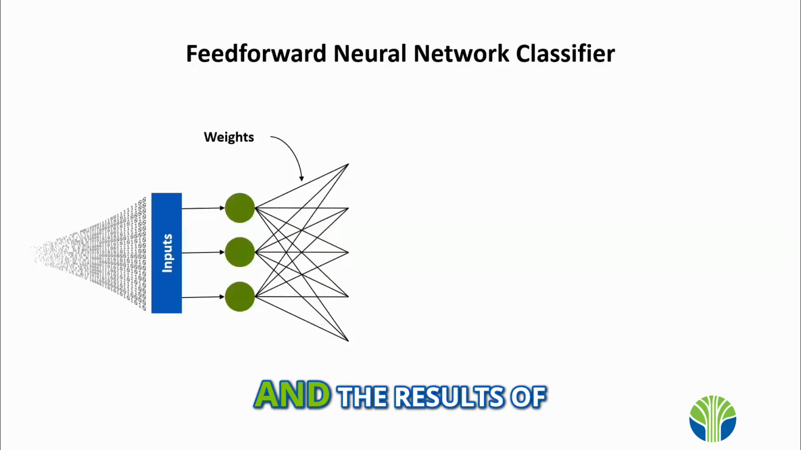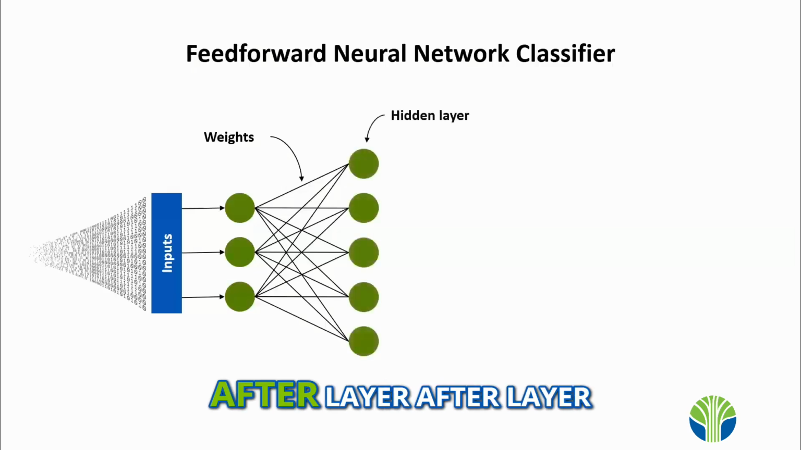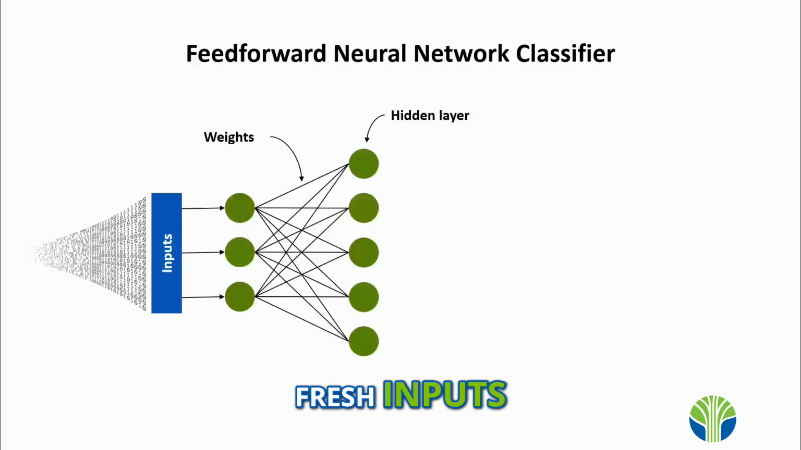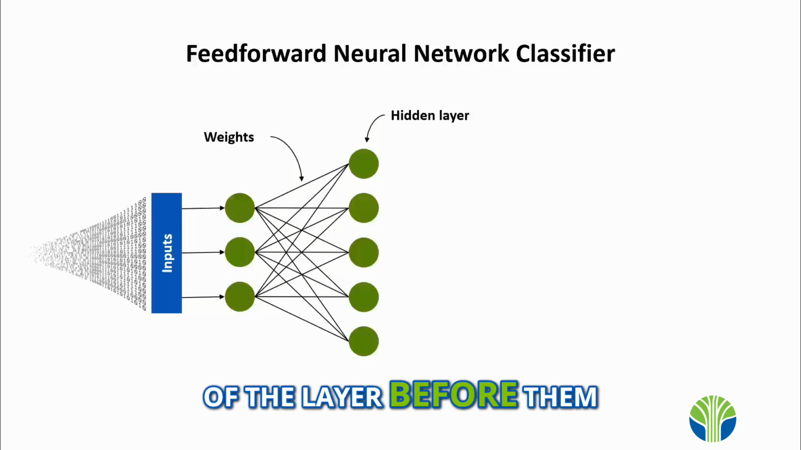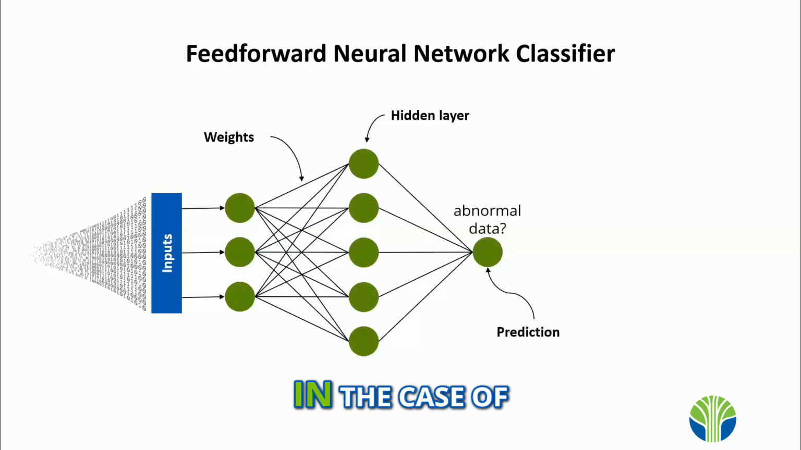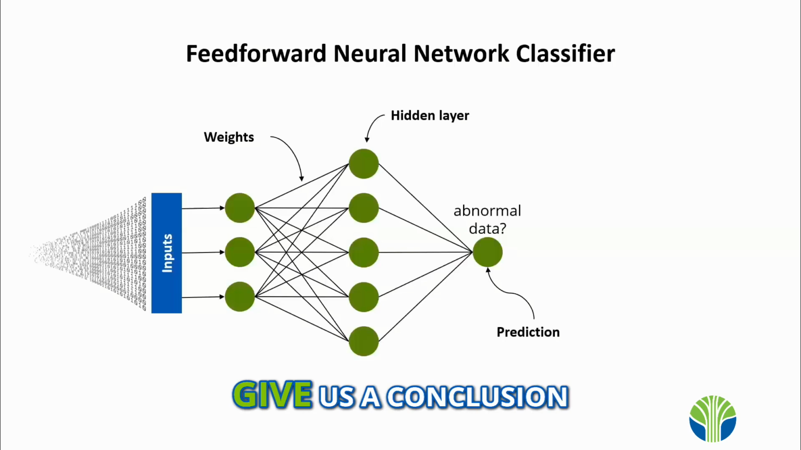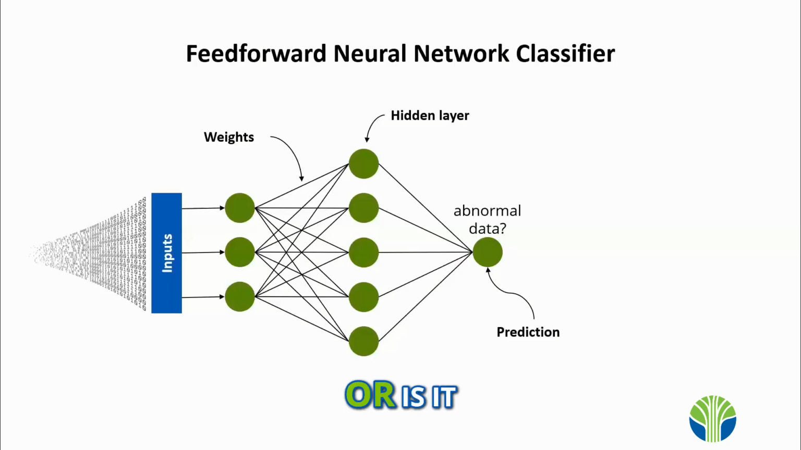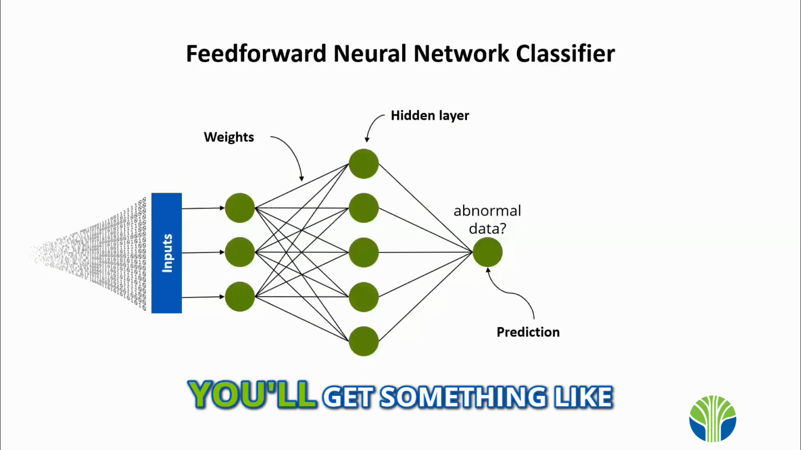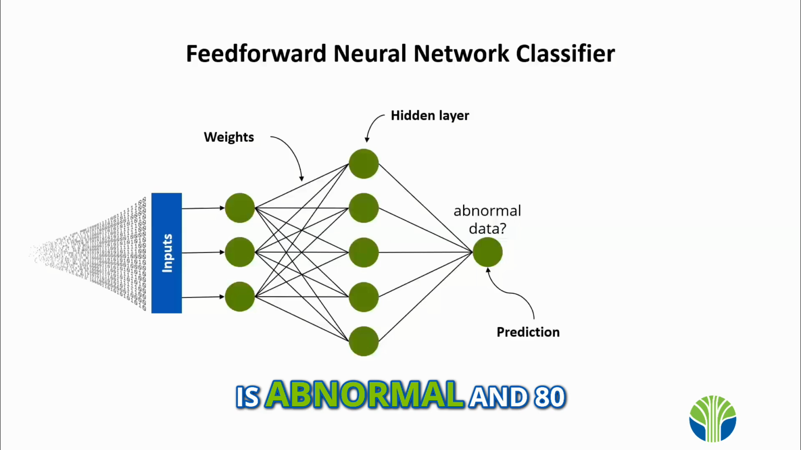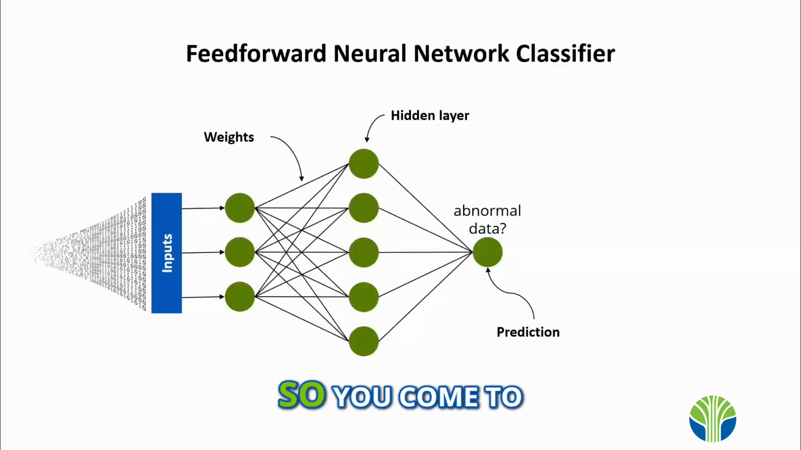Now, that data and the results of those calculations are then passed on to more neurons. So you get layer after layer after layer. Now, the layers that come after the input layer are often referred to as hidden layers because they don't see the fresh inputs, they see the calculations of the layer before them. At the end, you will have an output layer. In the case of doing anomaly detection, our output layer will have one node because we want it to give us a conclusion. Is this data normal or is it abnormal? So you get a prediction. Essentially, you will get something like, I am 20% sure that this data is normal and 80% sure that it is abnormal, and so on. So you come to a conclusion.